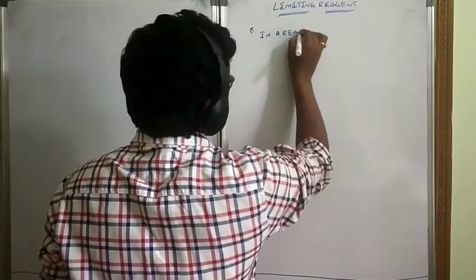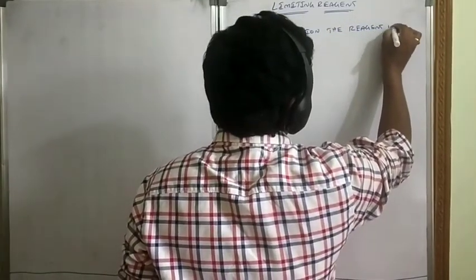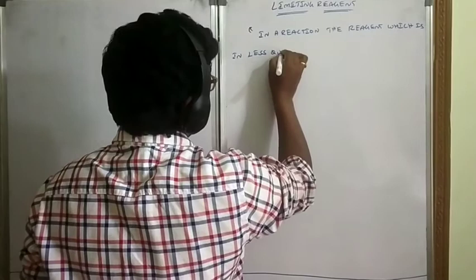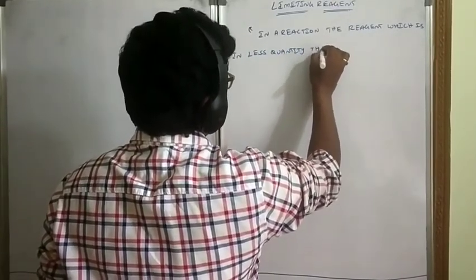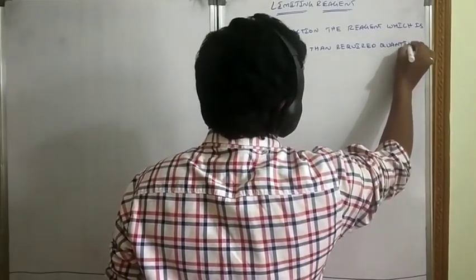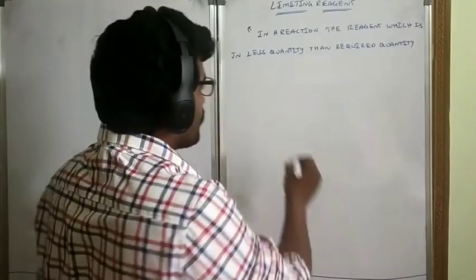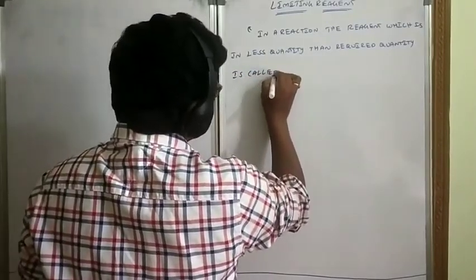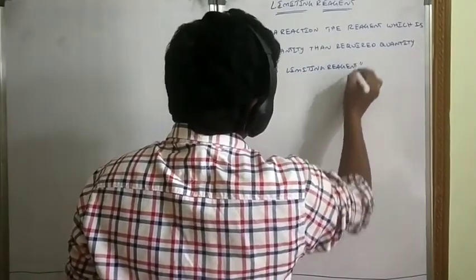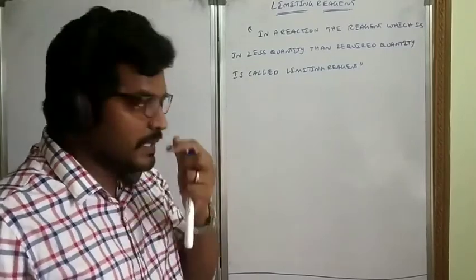In a reaction, the reagent which is in less quantity than the required quantity is called the limiting reagent. In a reaction, the reagent which is in less quantity than the required quantity is called a limiting reagent.